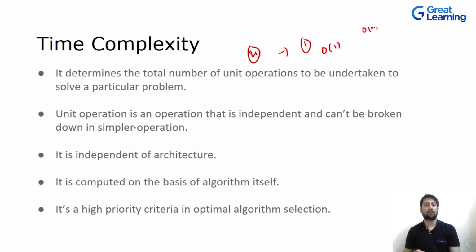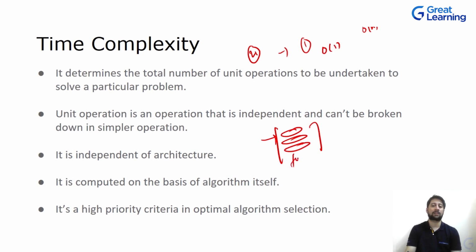So to solve a particular problem, you determine the number of unit operations. Now, a unit operation is an operation that cannot be broken down into simpler operations. It is independent of architecture and is computed on the basis of the algorithm itself. You have an algorithm in place, and based on that, you compute the time complexity of each and every step. If there is a loop, what will happen? If there is an if condition, what will happen? If there's a while loop, what will happen? It's high priority and critical in optimal algorithm selection.